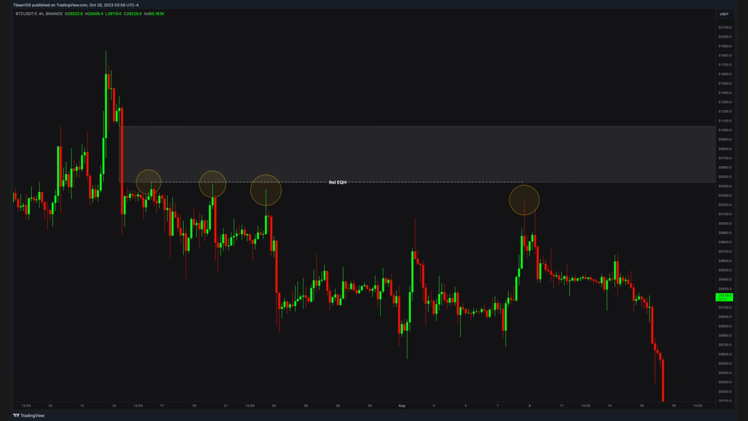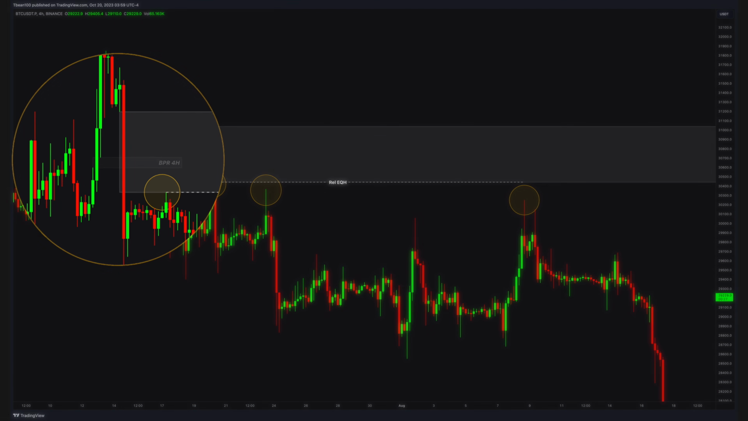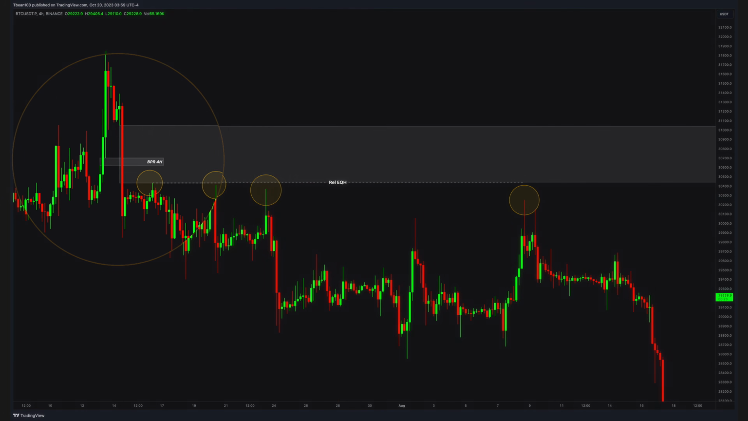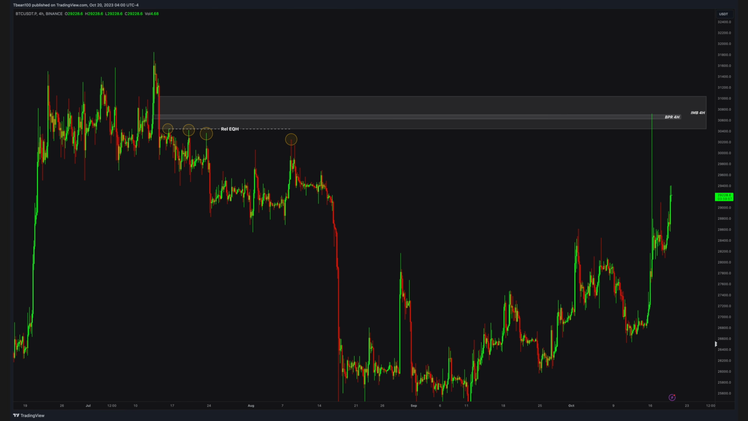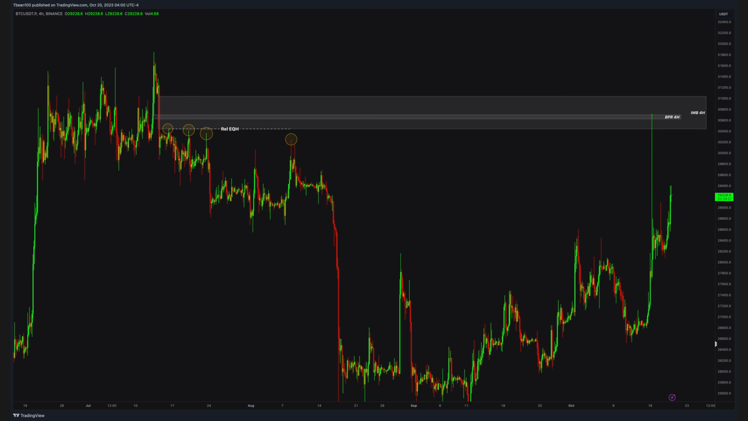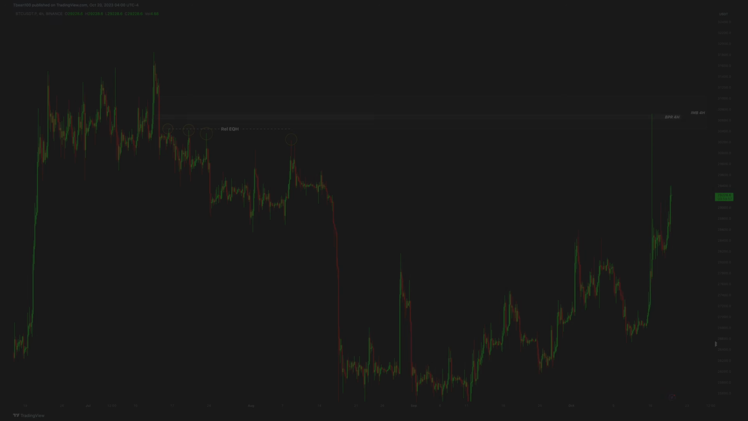If you get a closer look at the area, you'll notice this BPR. If you have a magnifier, you'll notice there's a tiny super BPR there. Look at this precision, combination of liquidity and imbalance. I have never seen anything that can perform better than this. So, let's drop to the 1 hour and talk about trading this chart.